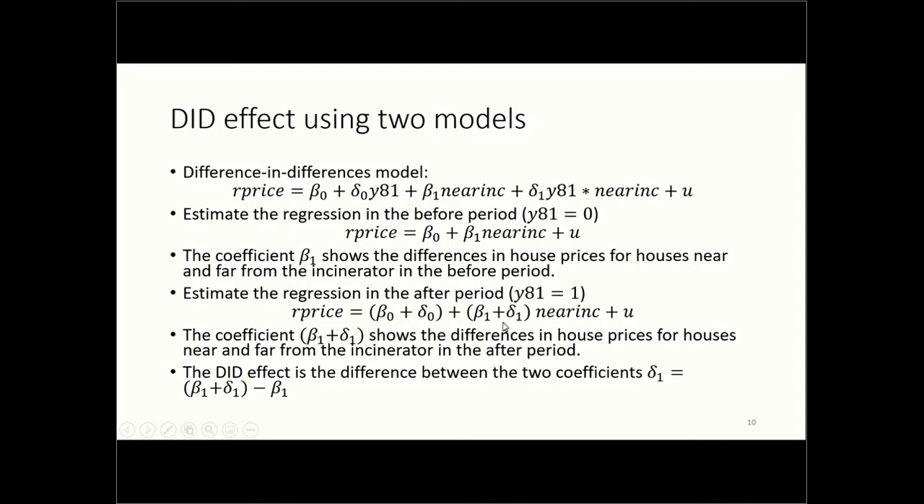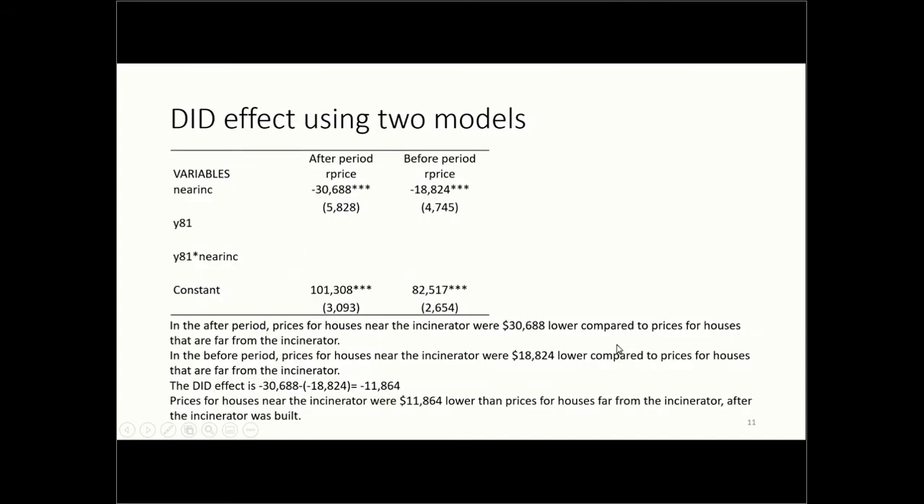And the difference in difference effect would be the difference in the two coefficients. So it would be this coefficient here in the after period and this coefficient here in the before period. And if you substitute these, if you subtract these, that's going to be exactly the delta 1 coefficient. So here we have taken the difference between near the incinerator and far from the incinerator. So this is the treated units in the before period, and then the treated versus the controlled units in the after period. And then we would take the difference between the after period and the before period. So this is what's happening here if we estimate the two regression models.